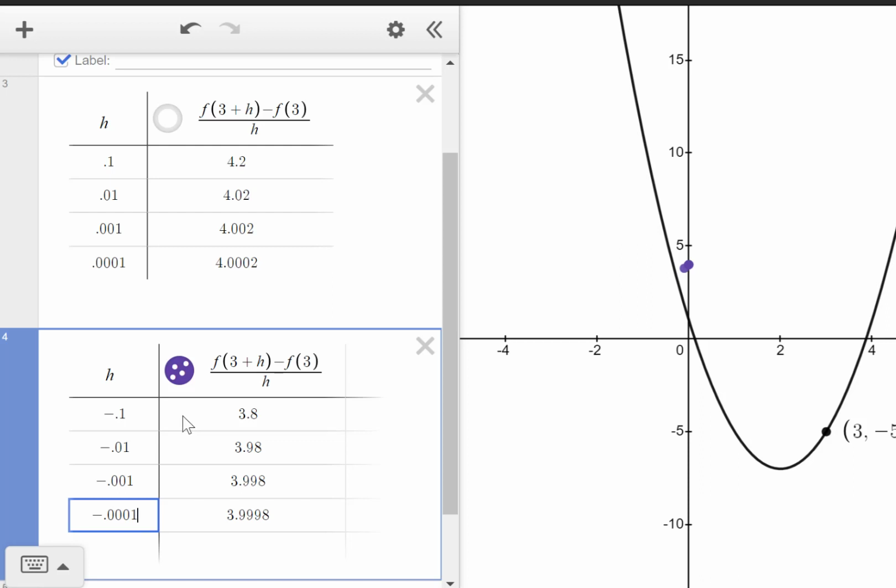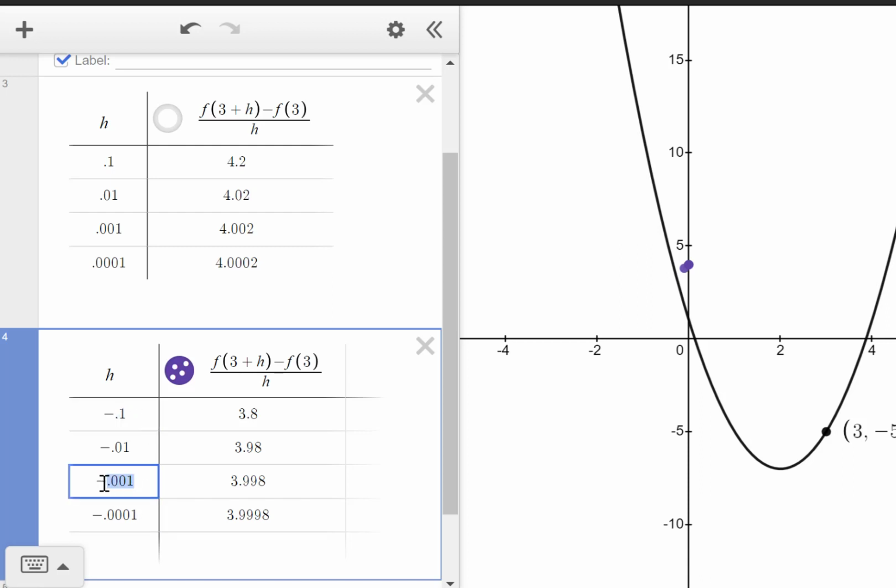So the first row of the table, for example, is saying the average rate of change of f of t from t equals 2.9 to t equals 3. That average rate of change is 3.8. Notice that means h is negative 0.1. The point is 0.1 units to the left of t equals 3.